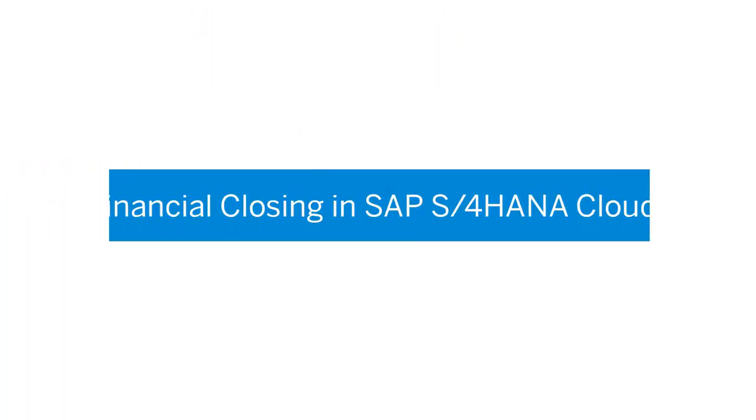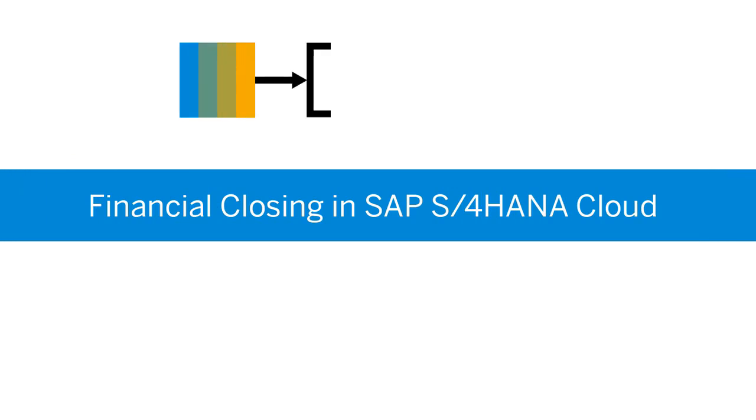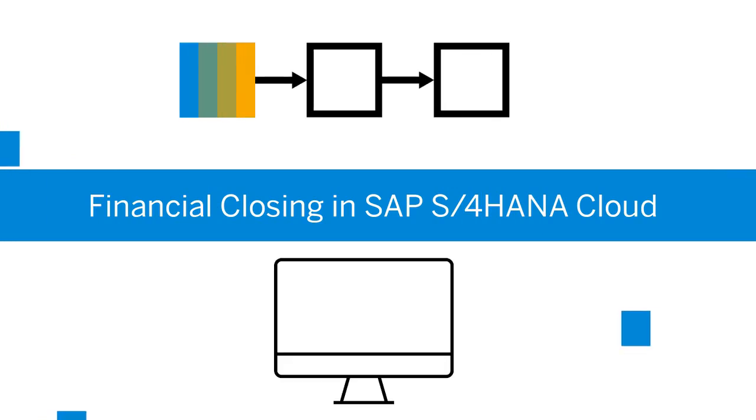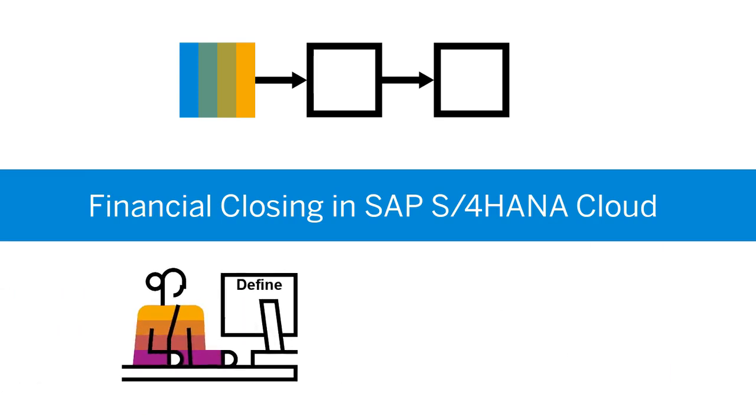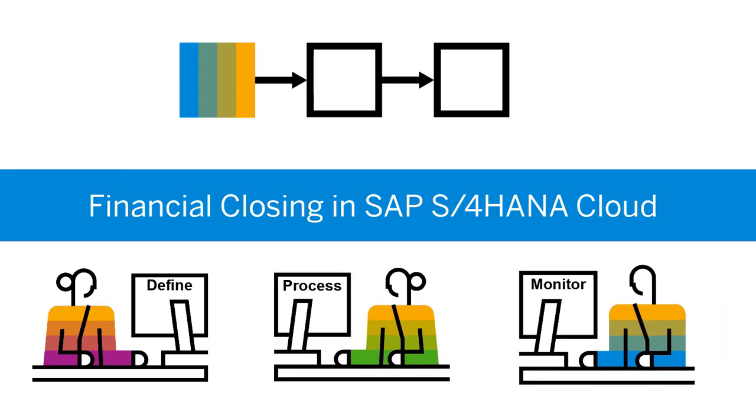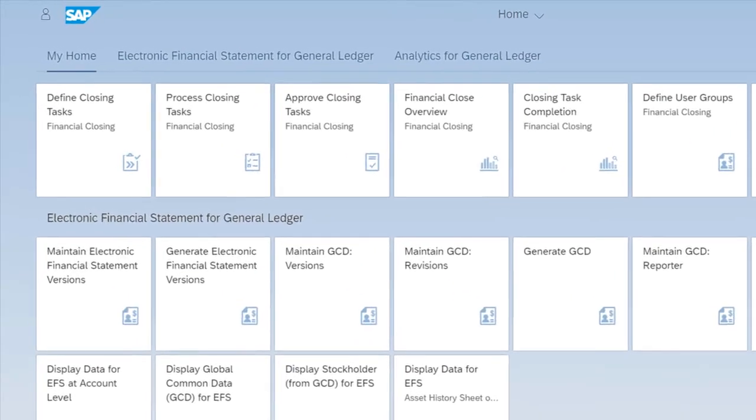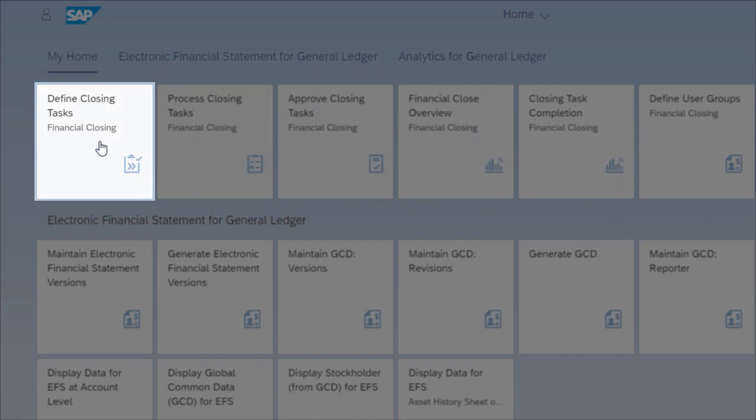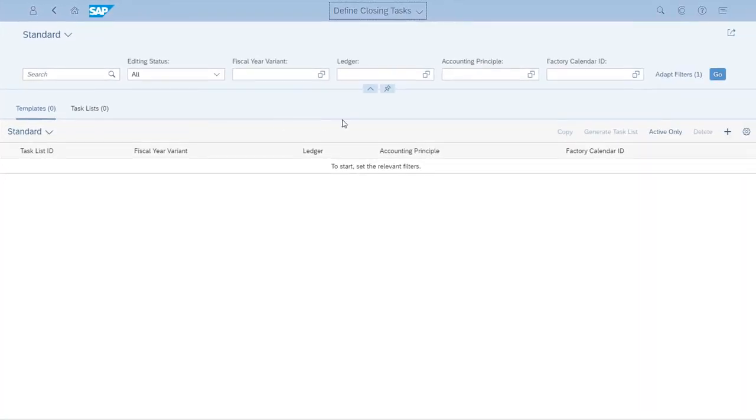Financial closing in SAP S/4HANA Cloud offers easy-to-use task scheduling that harnesses all of the involved apps and processes into a streamlined process that allows you to define, process, and monitor entity close. In this video, we'll focus on the Define Closing Tasks app, which is the starting point of the closing cycle.